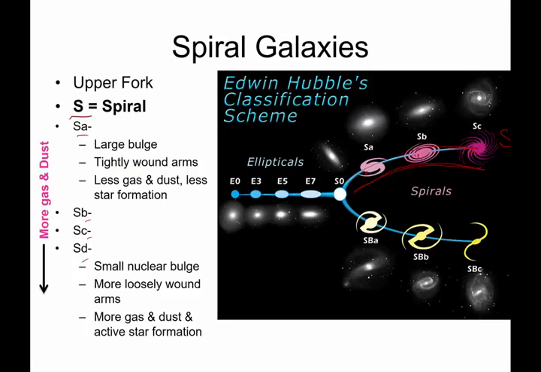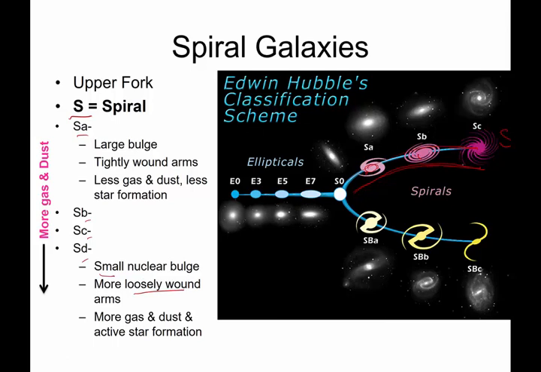The SAs closest to the center have a very large central bulge and very, very tightly wound arms. As you go from the SAs to the SBs to the SCs, the central bulge has a tendency to get smaller, from big to small, small, small. And the arms themselves get more loosely wound.